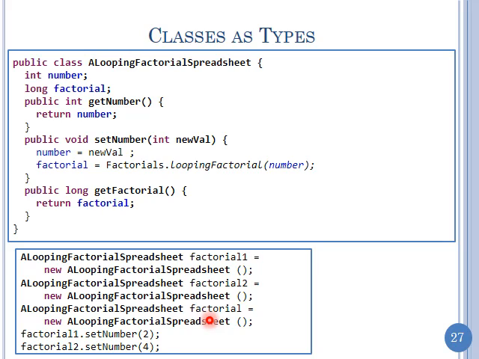Okay? And I can say factorial 1.set number 2, factorial 2.set number 2, or 4. Okay? Again, I was doing copy and paste. And I can have different factorials. Okay? So if I remember, I will go and change this to 2 and 4, and I will go and make this factorial 1 and then 2. Okay? Questions?